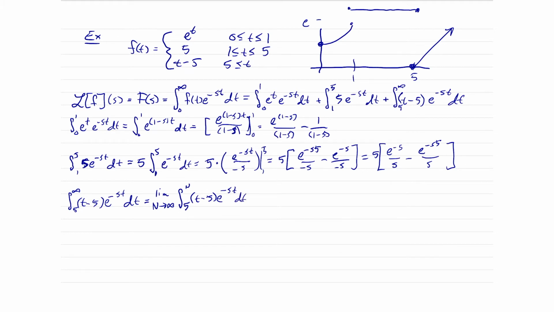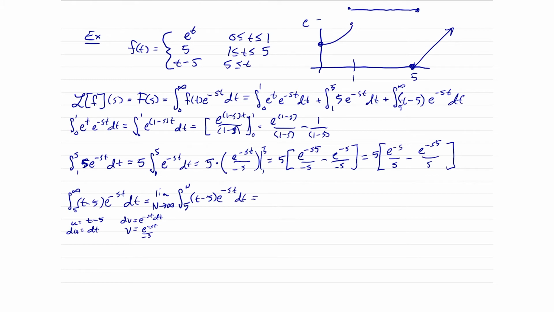Okay, now what we want to do is we actually want to use integration by parts. And so what I'm going to set is u is equal to t minus 5, which sets du to be just dt. And then dv is going to be everything else, so it's e to the minus st dt. And that means that v is going to be e to the minus st divided by minus s.